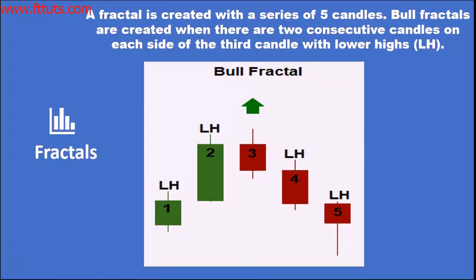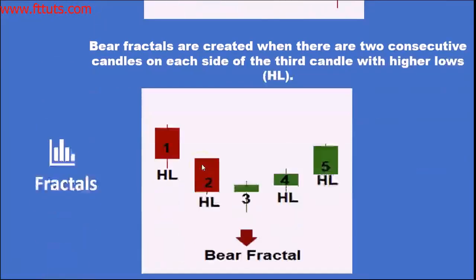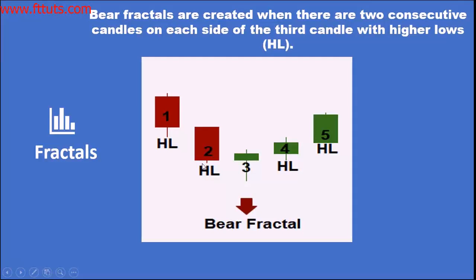So here you see a fractal is created with a series of 5 candles. Bull fractals are created when there are 2 consecutive candles on each side of the third candle with lower highs. Here's your third candle, 2 consecutive lower highs on each side. Lower high, lower high, lower high, lower high. Bear fractals are created when there are 2 consecutive candles on each side of the third candle with higher lows. All right, third candle, higher low, higher low, higher low, higher low.